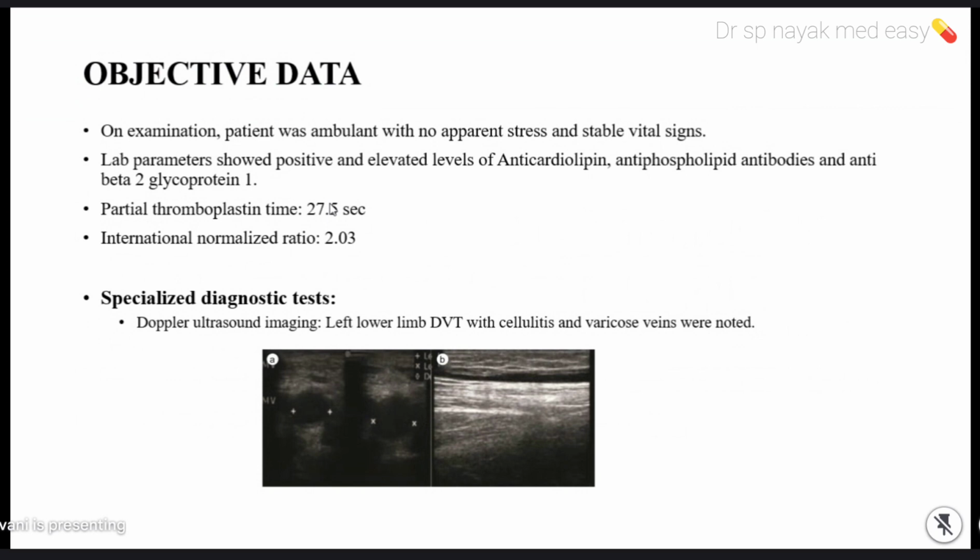Further specialized diagnostic test performed was Doppler ultrasound imaging. It uses high frequency sound waves and is used to observe the blood flow. The left lower limb showed deep vein thrombosis with cellulitis, and varicose veins were noted.